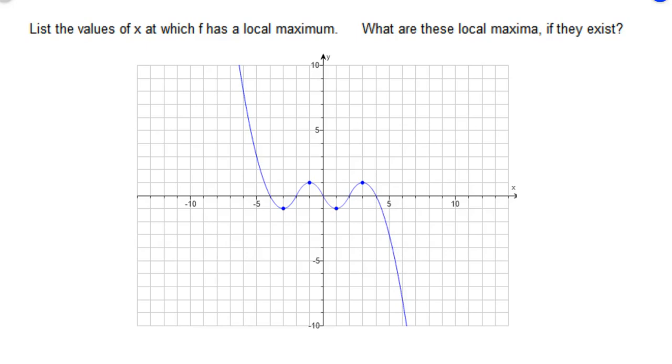So I'm going to trace the graph going from left to right. And as I trace along this section, I notice that the y values are decreasing. So let me label this section of the graph as decreasing. At this point, the y values are now increasing. And then it switches again to decreasing. And then it switches again to increasing. And then it switches one more time to decreasing.